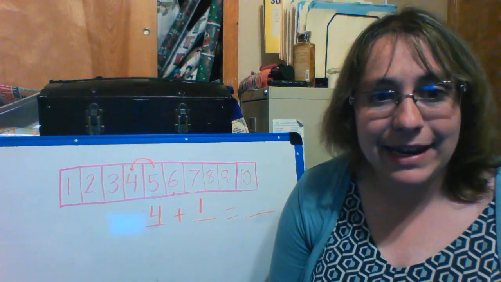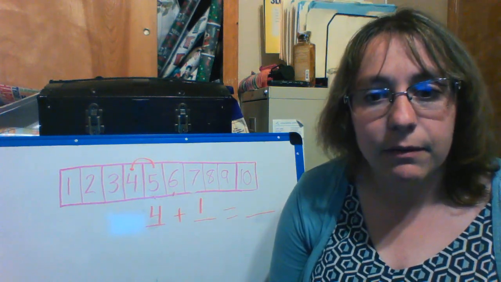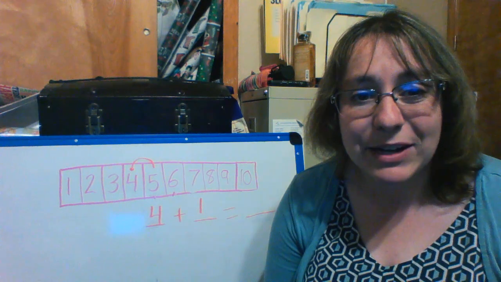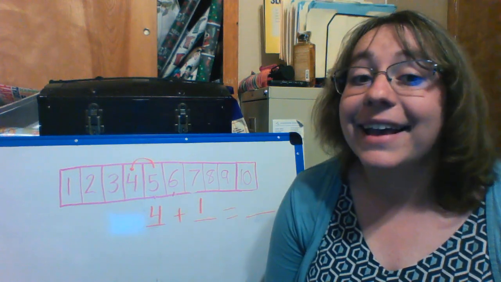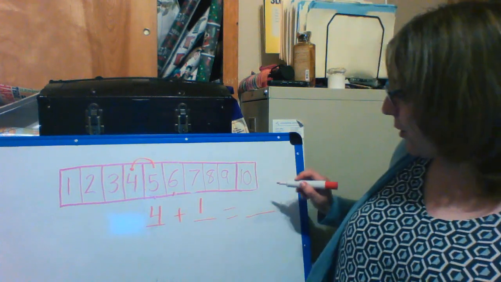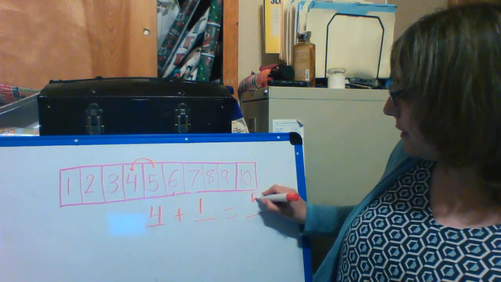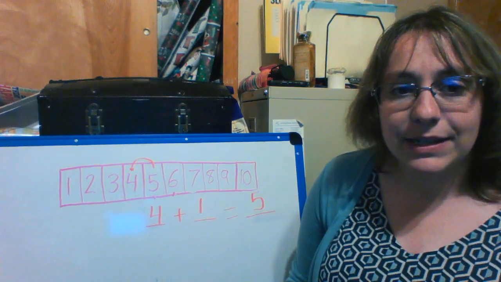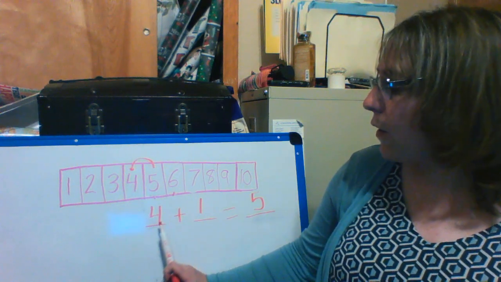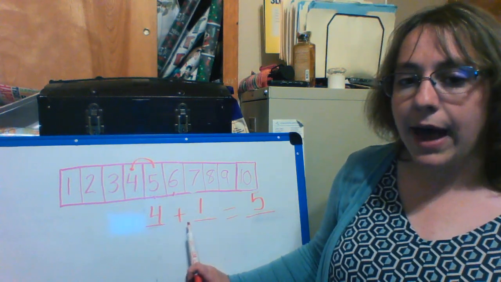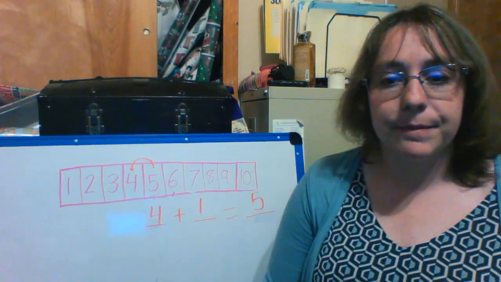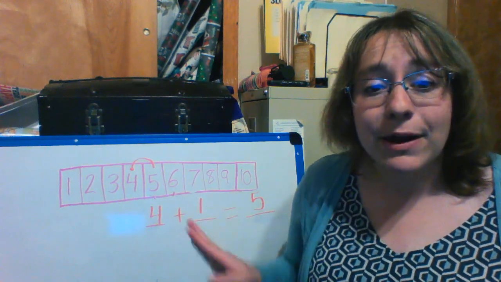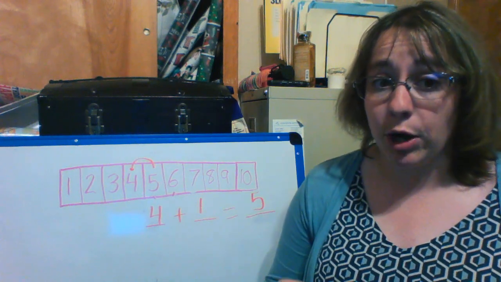So how many do I have all together? What is my new whole? What's my total? You're right. My total is 5. Can we say that number sentence all together? 4 plus 1 equals 5. Okay, I'm going to leave that number sentence on my board.